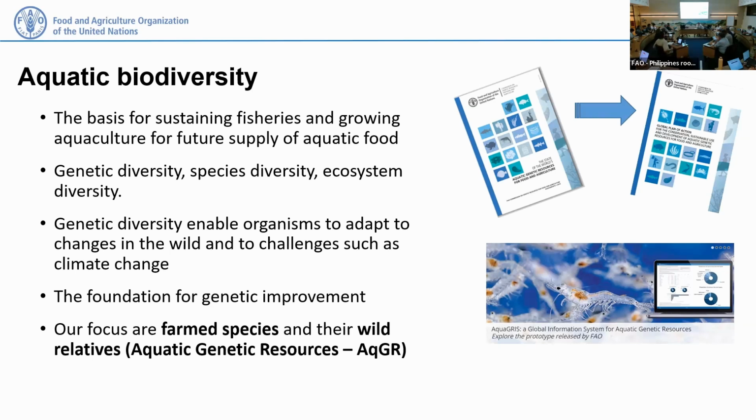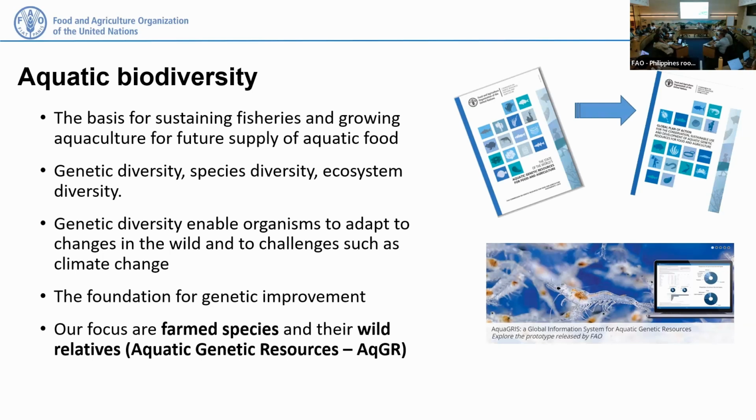Obviously, we also deal with species diversity and ecosystem biodiversity. Genetic diversity enables organisms to adapt and change in the wild to challenges such as climate change, and also to the challenges of adapting to the aquaculture environment and to our changing world. In the context of aquaculture, genetic diversity is also the building block and the foundation for work on genetic improvement, which in aquaculture is really just starting, and I think the same applies for Artemia. There's a little bit of genetic improvement starting, but we are far, far behind the terrestrial agricultural sectors.